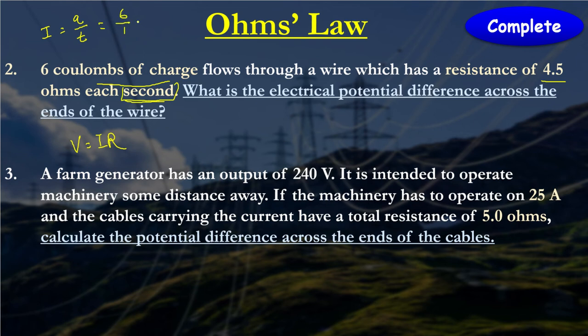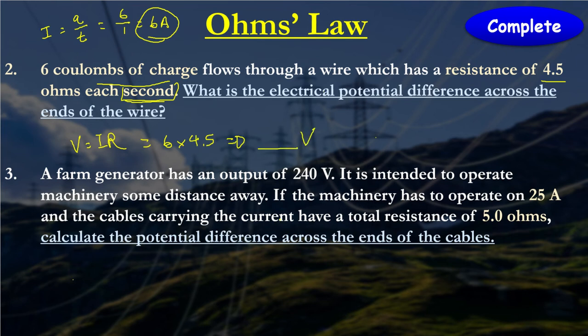So we have 6 coulombs in 1 second, so we have 6 amps of electricity flowing through. And we have a resistance of 4.5 per second. So we're accounting for that in this calculation here. So what we get is 6 times 4.5, and that's our potential difference there.